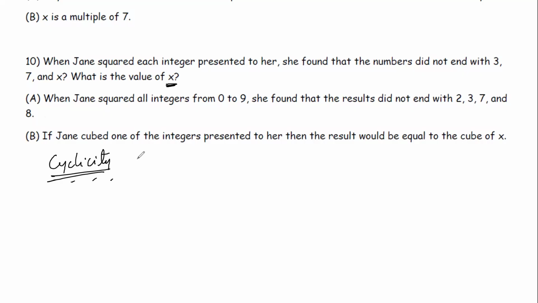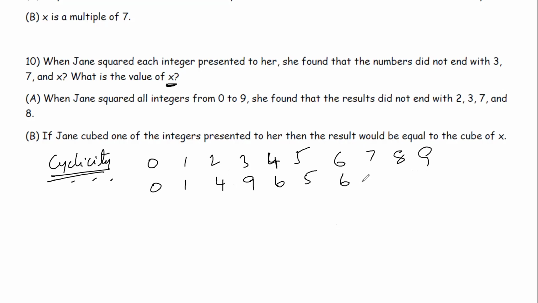Right now, all I can say is that 0, 1, 2, 3, 4, 5, 6, 7, 8, 9. I'm not saying these are the integers presented to her. I'm just saying that any of these integers, when you square them, you'll end up getting a result ending with 0, 1, 4, 9, 6, 5. 4 squared is 16, so 6. Are you getting it? 6 squared is 36, so the result will end with 6. 8 squared is 64, and so on.